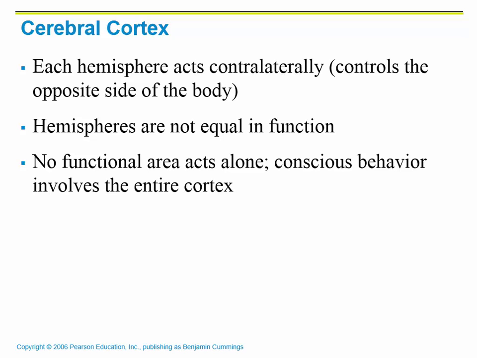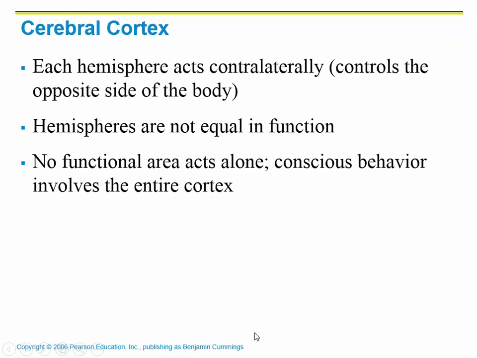Aspects of what that does for the human body. So we call them hemispheres. Each side is considered to be a hemisphere, and it acts contralaterally, meaning that it controls the opposite side of the body. So oftentimes if people have strokes on the right side of their brain, the left side of their body will be affected.